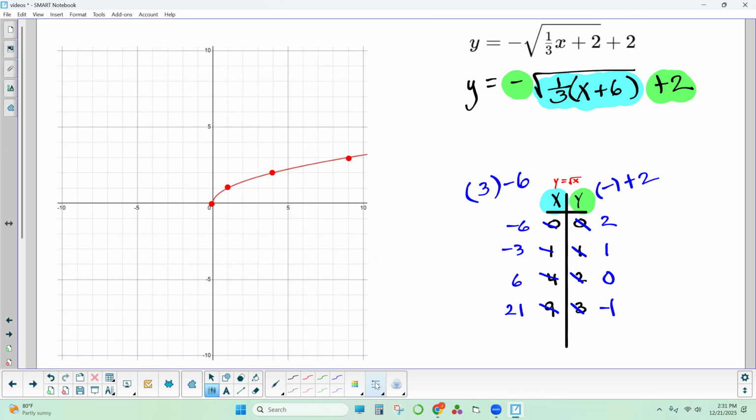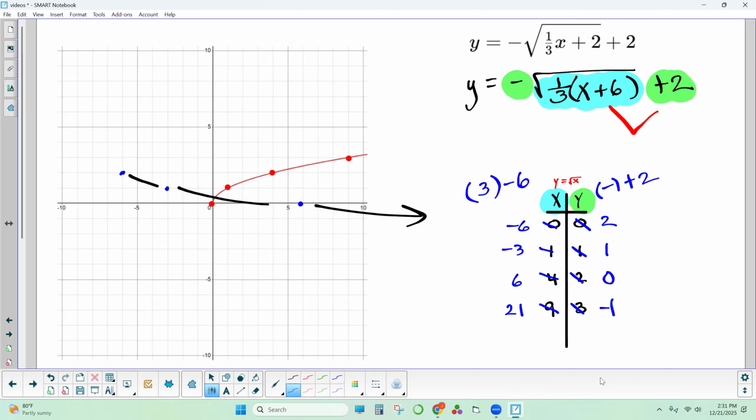Now we will move them over to our graph. So here we go. -6, 2. -3, 1. 6, 0. And 21, -1 does not fit on our graph. Let's verify our starting point, because we've got a starting point with a square root function, which is -6, 2. So our graph goes like so.